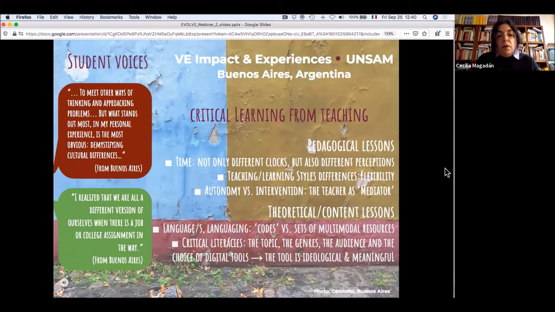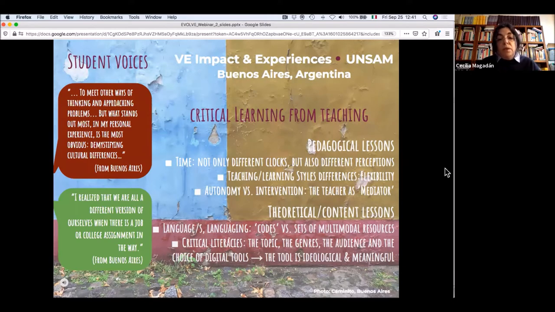One, the map shows that we do not share the same clocks, but it's not that terrible. The perception and the values attached to time and deadlines are more important. In my teaching, time is not written into stone because I know things here change all the time. For instance, the school calendar suddenly changed a few hours before we were to start this VE.